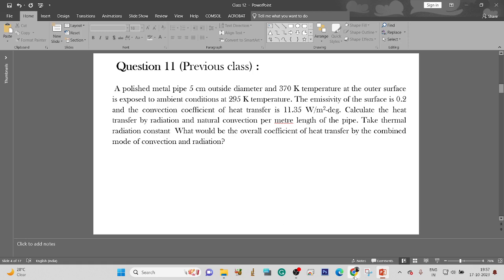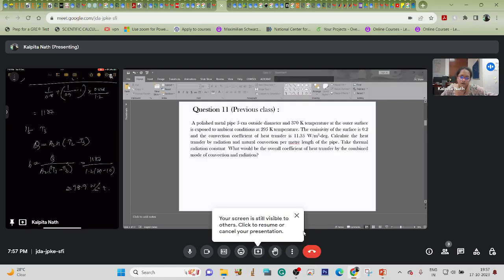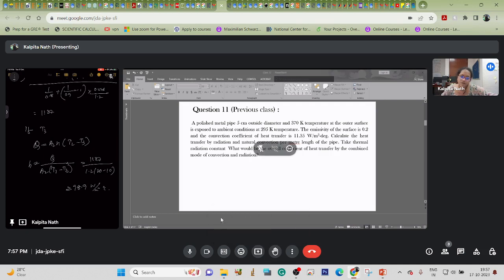Take the Stefan-Boltzmann constant, and find what would be the overall coefficient of heat transfer by the combined mode of convection and radiation. Same, you will directly apply the formula. There is nothing to explain. It's similar fashion. So I'll give you 5 minutes to solve this, and then we'll proceed with the solution.